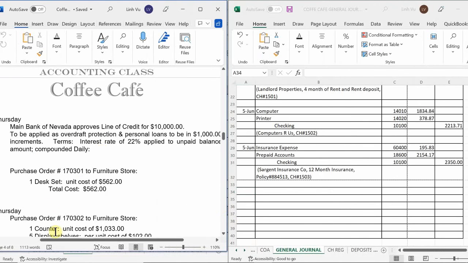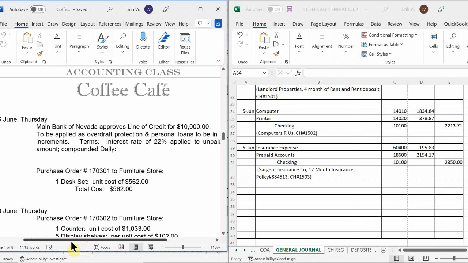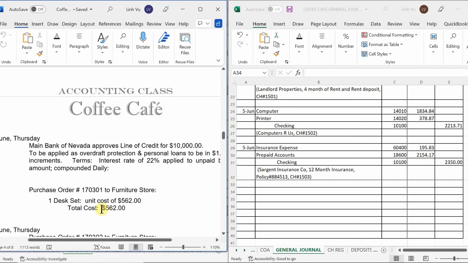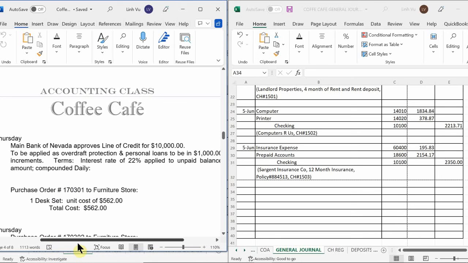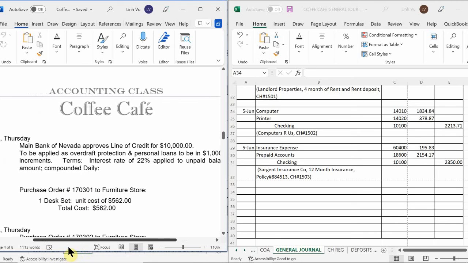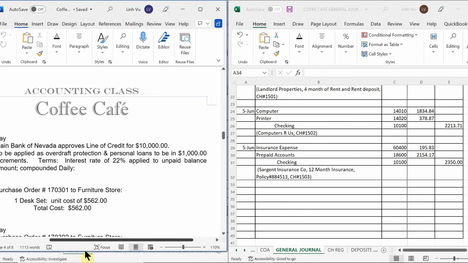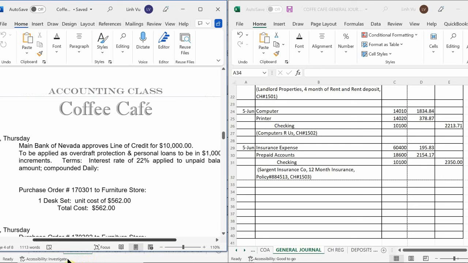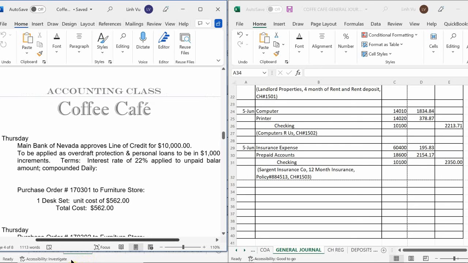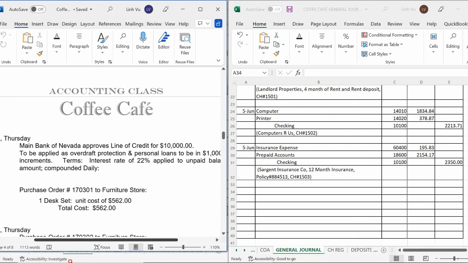All right. So then let's see what happened next. We end up making our very first purchase order, 170301, to the furniture store. Okay. We bought one desk set. Unit cost is $562. Okay. Total cost $562. Right.